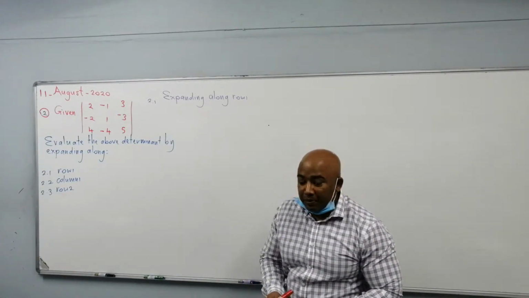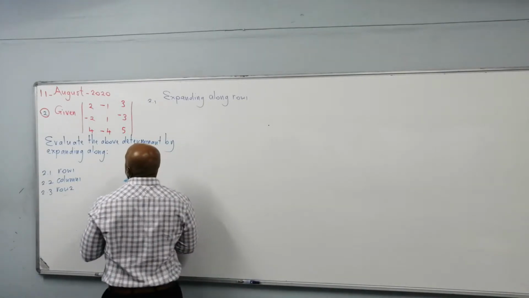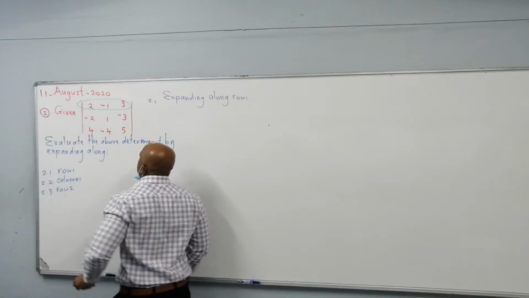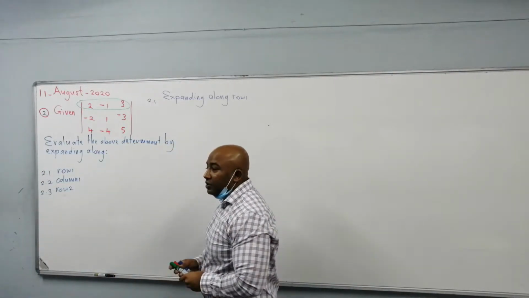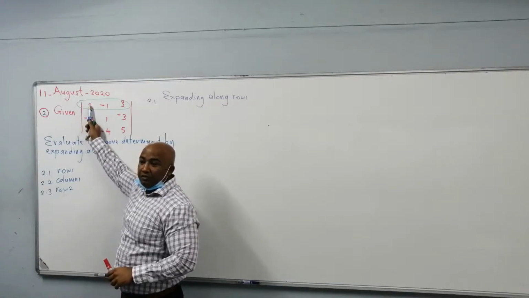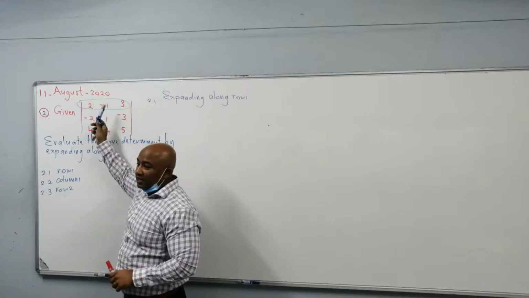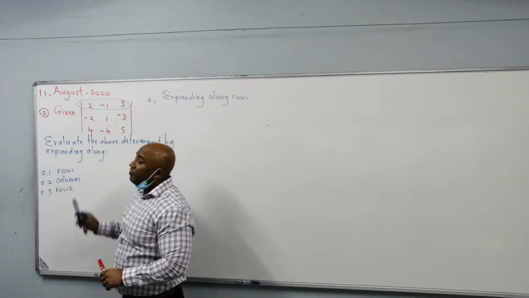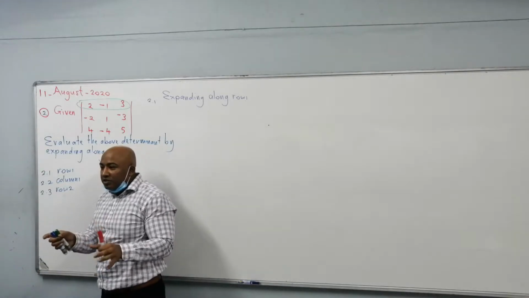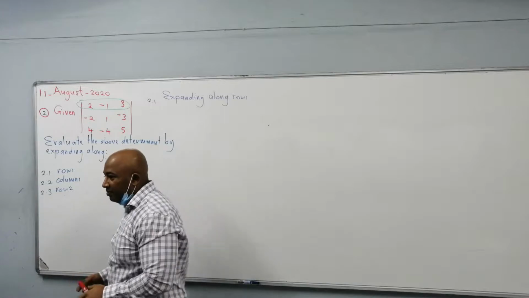Right, so if you are expanding along row 1, then these are the numbers that you see in row 1. So what do we have to do here? We have to work out the cofactor of 2 multiplied by 2, the cofactor of minus 1 multiplied by minus 1, the cofactor of 3 and then multiplied by 3. Simple, it just takes a bit long to do, but nothing difficult. All you're doing is multiplying, that's all.